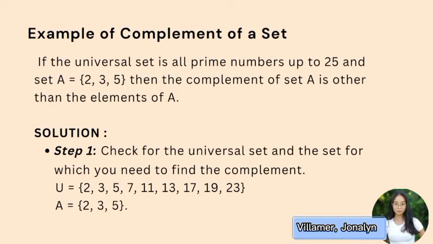Example of complement of a set. If the universal set is all prime numbers up to 25 and set A has the elements 2, 3, and 5, the complement of set A is the set of elements other than those of A. For step 1, check the universal set and the set for which you need to find the complement. Universal set U has the elements 2, 3, 5, 7, 11, 13, 17, 19, and 23. A has the elements 2, 3, and 5.